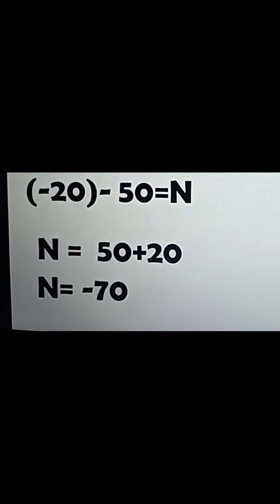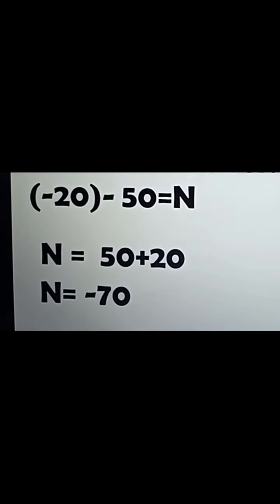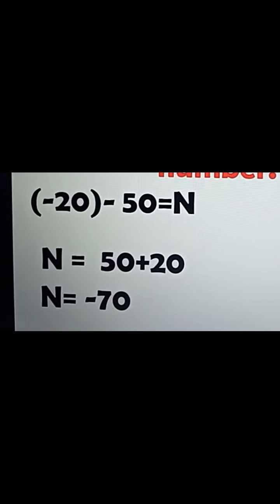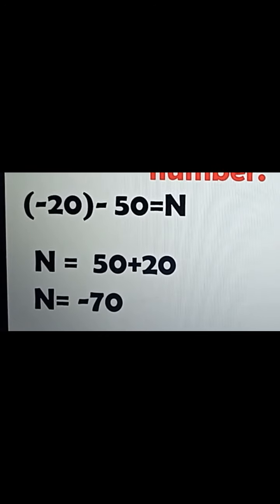50 plus 20 is equal to 70. Then attach the sign, which is negative. And the final answer is negative 70.